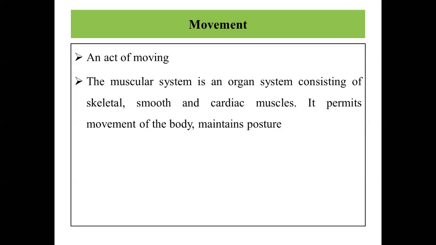And the third one is movement. Movement is actually the act of moving. In movement, an organism is facilitated by an important system known as the muscular system. The muscular system is an organ system which consists of various organs. In vertebrates, it mostly consists of skeletal muscle, smooth muscle, and cardiac muscle. The muscular system provides movement of the body and maintains posture.